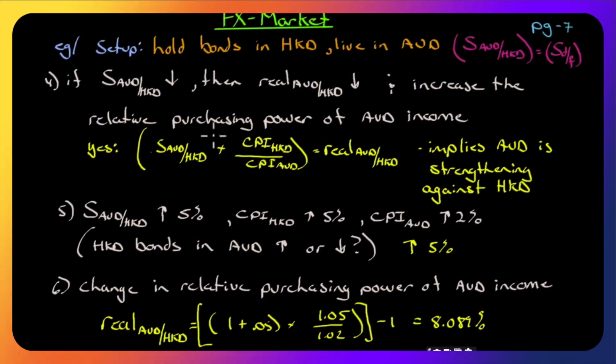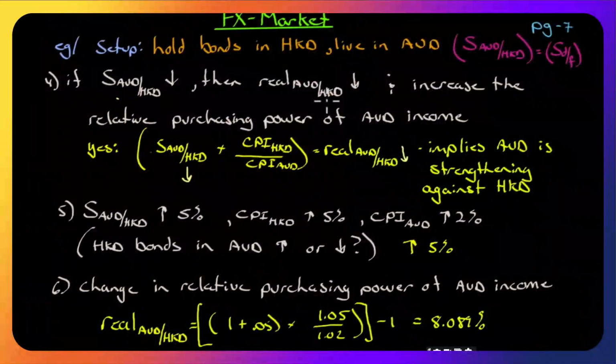Well, remember, this is how we calculate the real exchange rate. It's the nominal rate multiplied by the ratio of the two CPIs. And if these do not change, and this simply drops, then this whole term drops, which is the real exchange rate. This drops. So this first statement is true. If the nominal exchange rate drops, then the real exchange rate drops.